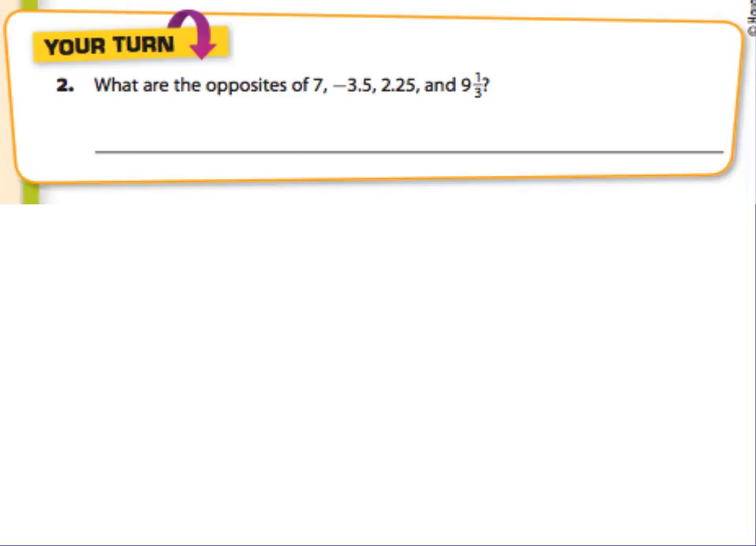All right, so let's take a look at the your turn, number 2. And we want to know what's the opposite of 7. Well, that's easy. I know the opposite of 7 is negative 7. So here, what's the opposite of negative 3.5? The opposite of negative 3.5, well, this is 3.5 spaces away from 0 to the left. So this has to be 3.5 spaces to the right, which would be positive. 2 and 25 hundredths. So this is 2 and 25 hundredths to the right. So the opposite would have to be 2 and 25 hundredths to the left, which makes it negative.